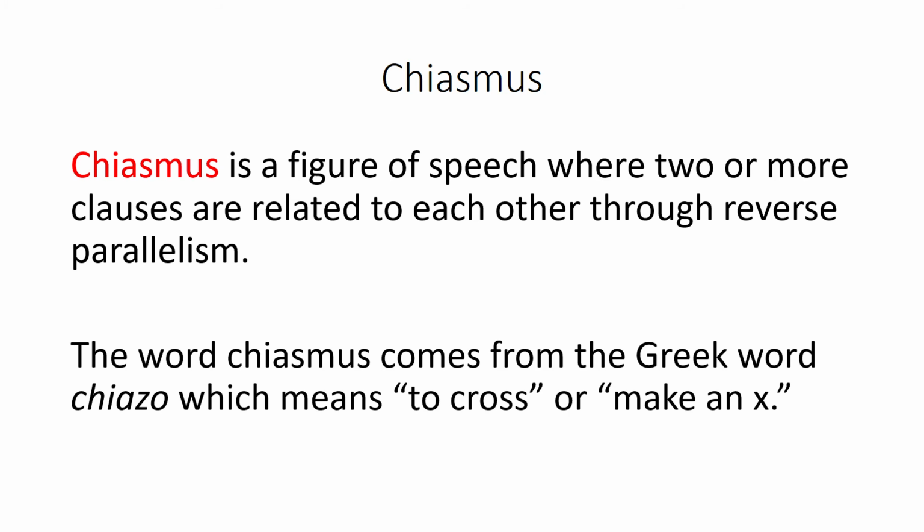The word chiasmus comes from the Greek word chiasso, which means to cross or make an X. In Greek, that letter X is actually called chi, so chiasso means to make a chi. Now, why is this important? Because in order to understand chiasmus, the easiest way is by drawing an X, and I'll show you an example right now.